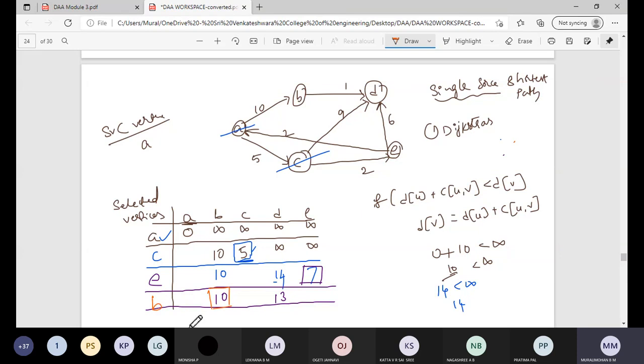B is selected, right? So next, what is the fringent vertex we are having? For B, D is there, right? So can we update this D value now? Is it possible? Kindly respond, please. Yes, sir. What is the latest value we will get?